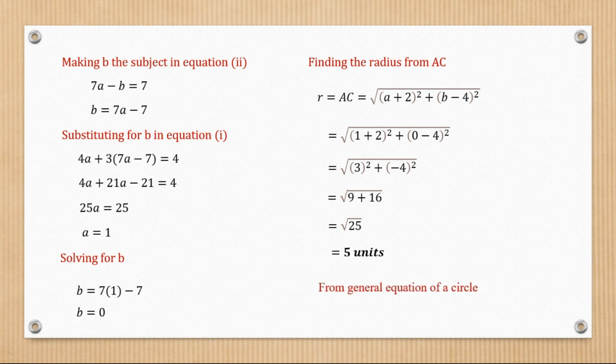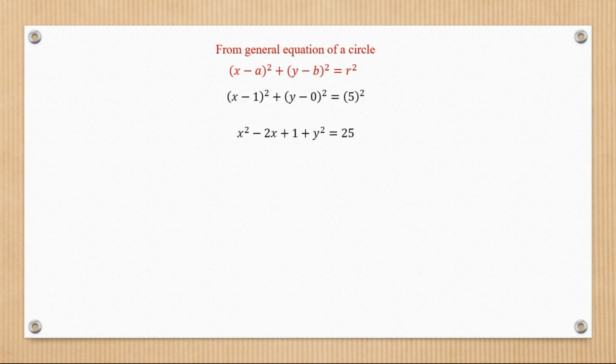So now that I know the radius and I know the coordinates of a and b, I can now use the general equation of a circle to solve for the equation of the circle. So plug those in, and this is what I'll have. So now I have x squared minus 2x plus 1, plus y squared, is equal to 25.